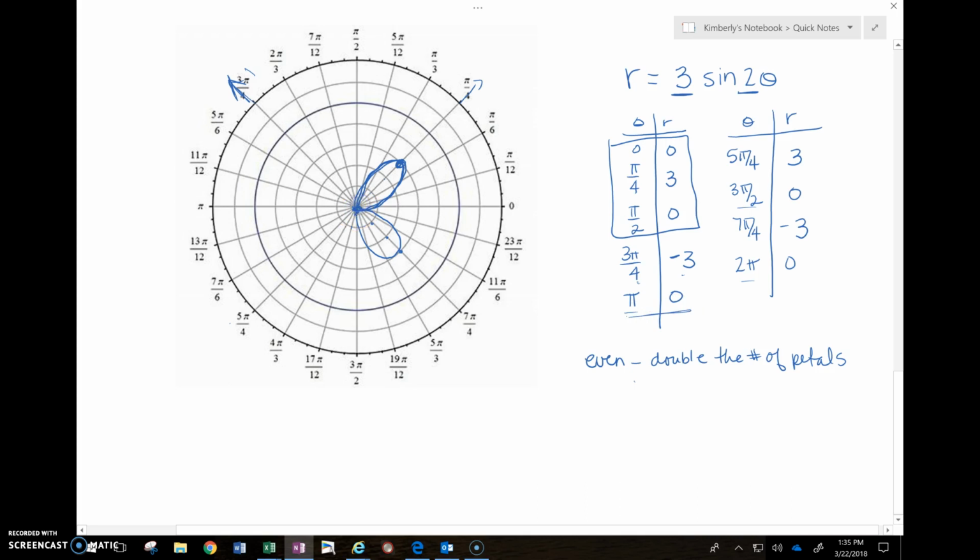5 pi over 4 puts me down here into the third quadrant. My r is positive, so I'm going to stay down there, and I'm going to draw my third petal. And then when I'm faced to 7 pi over 4, notice again my r is negative, so that's going to take me back to the second quadrant. So there's our petal.